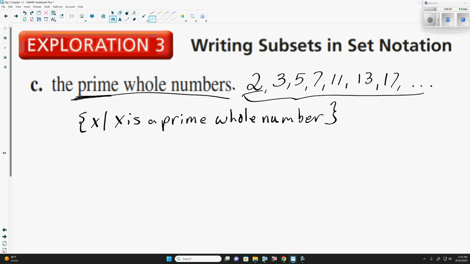Could you write hashtag for that? Pound symbol, pound hashtag. Any questions on C? Do we see how this one worked?